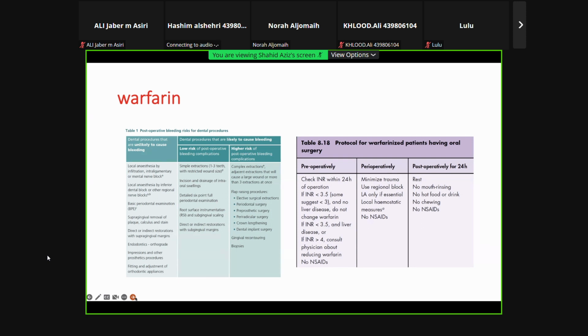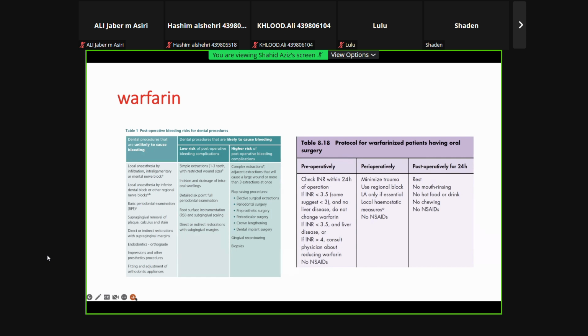Warfarinized patients means those who have been on warfarin for at least 5 to 7 days and whose international normalized ratio, which is the ratio of the prothrombin time of the patient divided by normal prothrombin time. How will you approach them? Pre-operatively, first you will check their INR. INR stands for international normalized ratio, within 24 hours of the procedure.